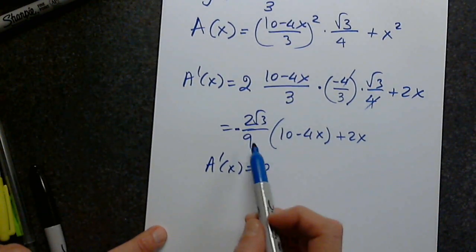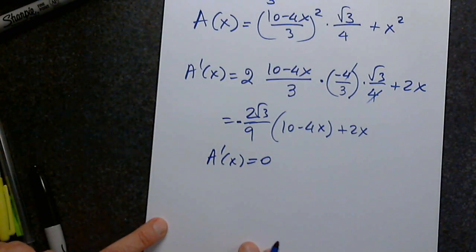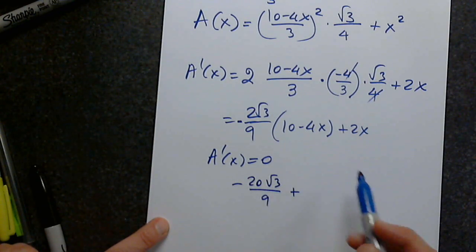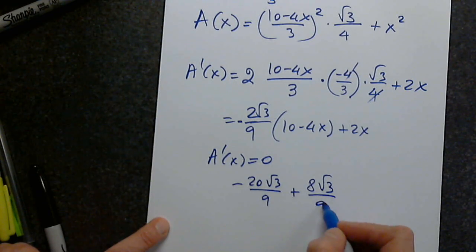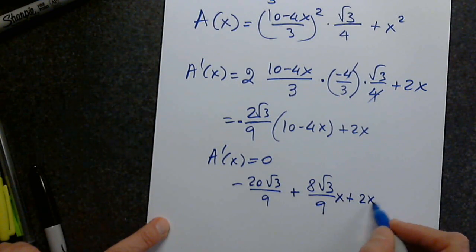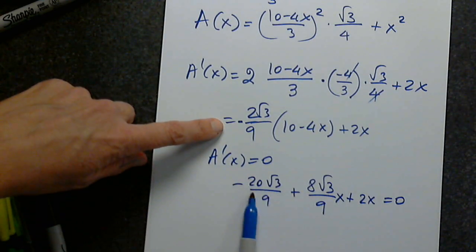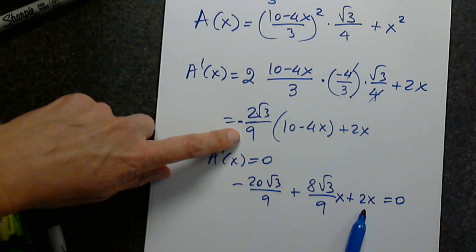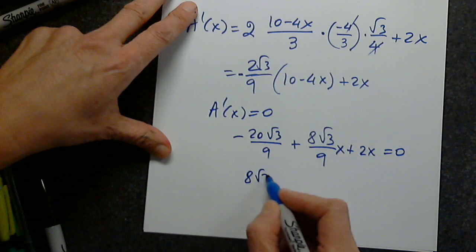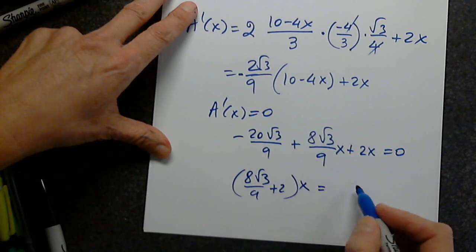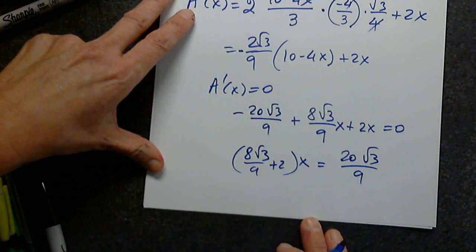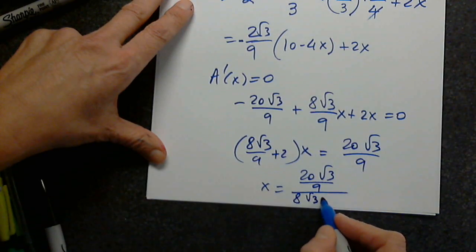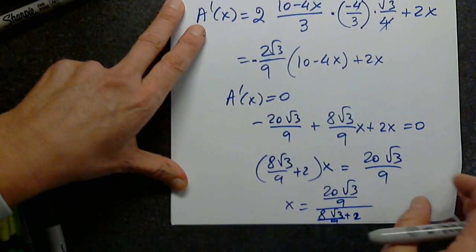This is a linear equation, but it has all these weird numbers. So negative 20 the square root of 3 over 9 and plus 8 the square root of 3 over 9 x plus 2x equals 0. So 8 the square root of 3 over 9 plus 2x equals 20 the square root of 3 over 9. So whatever this is, 20 the square root of 3 over 9 over 8 the square root of 3 over 9 plus 2. But I need to simplify it, and I will.